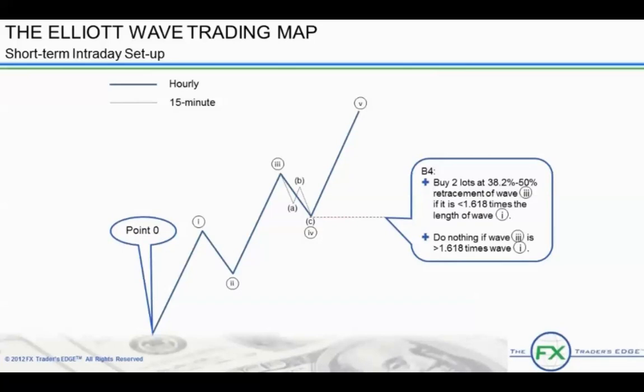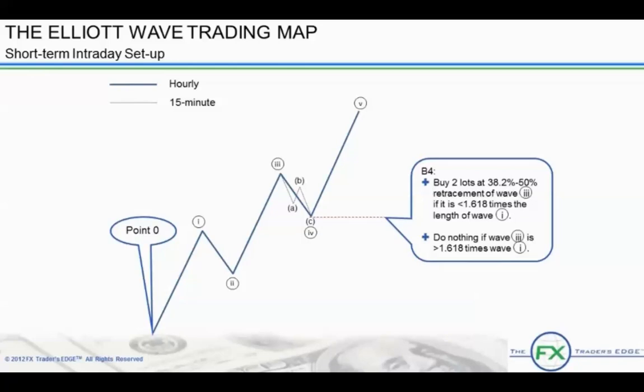The rationale is as follows. Usually, one of the 3 impulse waves in a 5-wave sequence is an extended wave, and this extension usually occurs in wave 3. Sometimes, however, it does occur in wave 5, and even more rarely in wave 1. If wave 3 is not an extended wave, the probability is that wave 5 will extend.